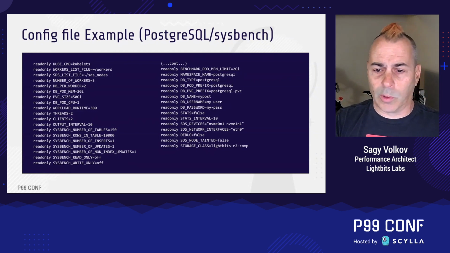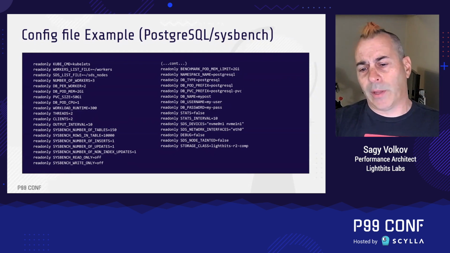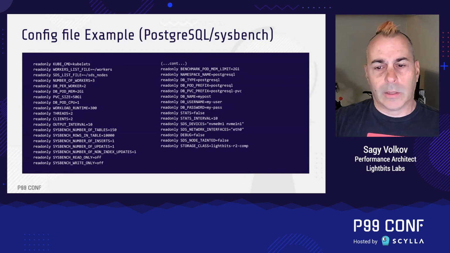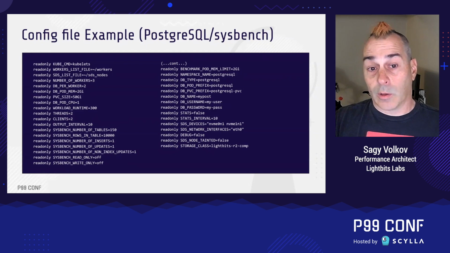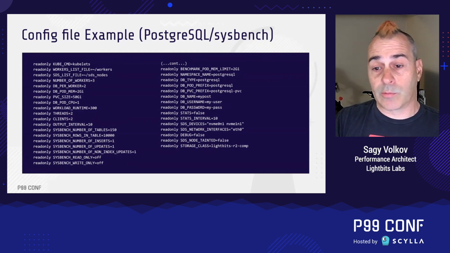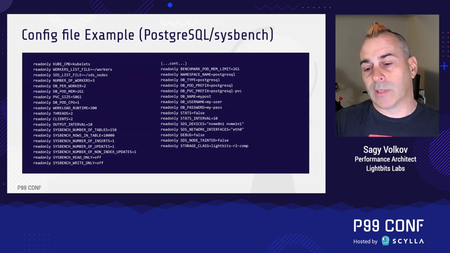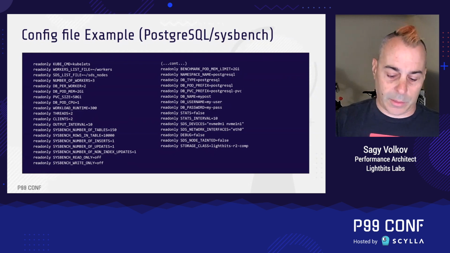There are all sorts of other variables in here. I'm not going to go into all of them. The GitHub page explains them, but they go more into limiting the workload pod that is running, the interval of the statistics that we're taking, and things like that.